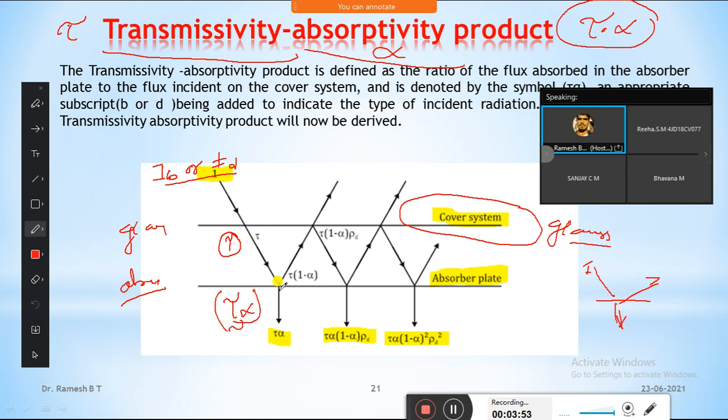Next, it strikes the absorber plate, tau into alpha is absorbed in the absorber plate, and some amount of the radiation is again reflected, like the previous one. It strikes the cover again and is reflected again. Then it strikes the absorber again, there is a reflection, then refraction. The same thing continues. So this transmittivity and absorptivity product can be defined as follows.